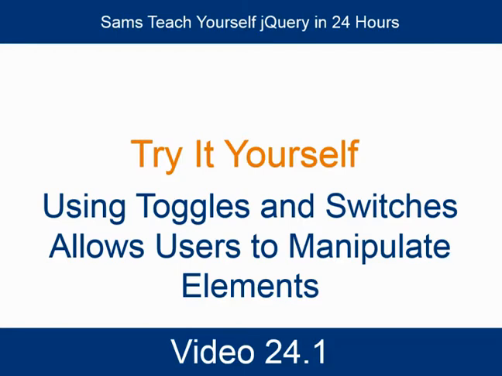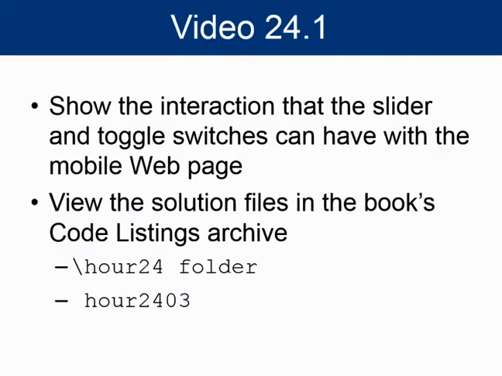Try it yourself. Using toggles and switches allows users to manipulate elements. In this try-it-yourself exercise, you implement the sliders and toggle switches discussed in this hour of the book. The purpose of this example is to show you the interaction that the slider and toggle switches can have with the mobile page. The solution files are located in the book's code listings archive in the Hour 24 folder.